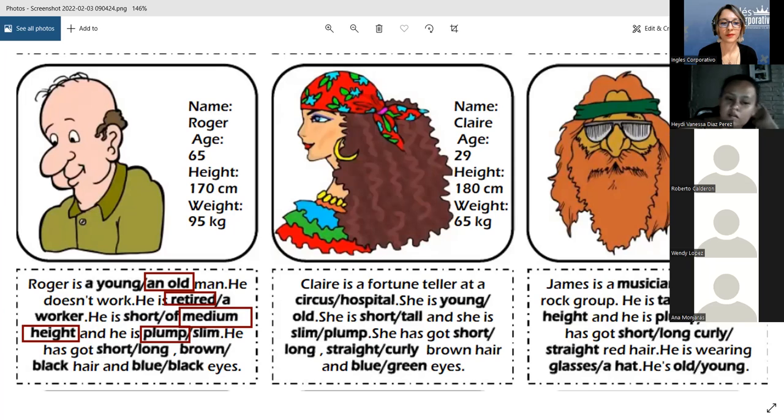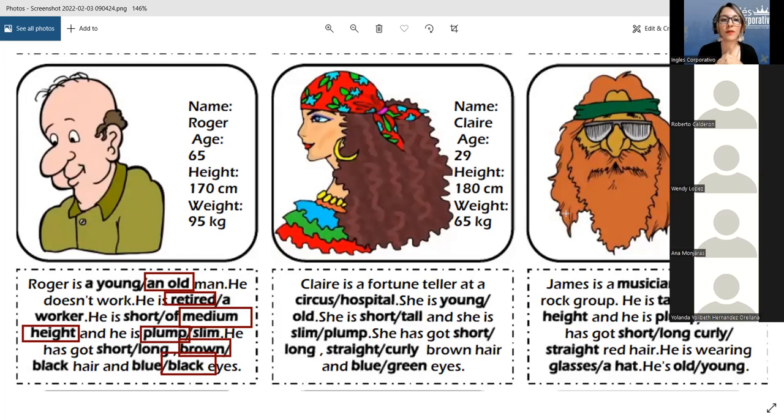I understand this part, teacher. Okay, that's fine. Let's ask for help. But thank you for your help, Robert. Wendy, can you help Robert with the second part? He has a good short, no? About 1.70 meters, maybe. It's long. He has got long brown hair and black eyes. Those are the best choices. Okay, thank you, Mario.